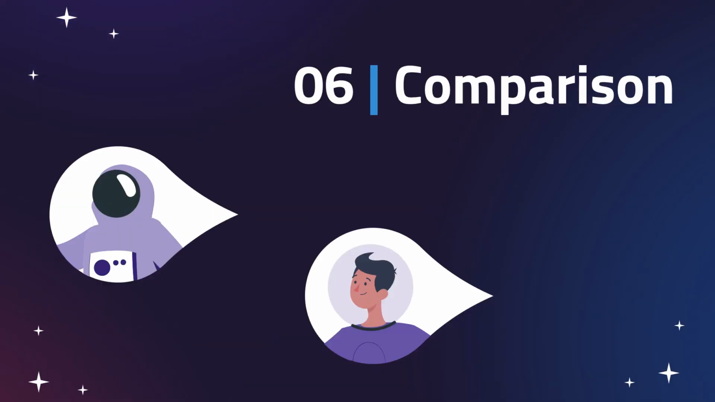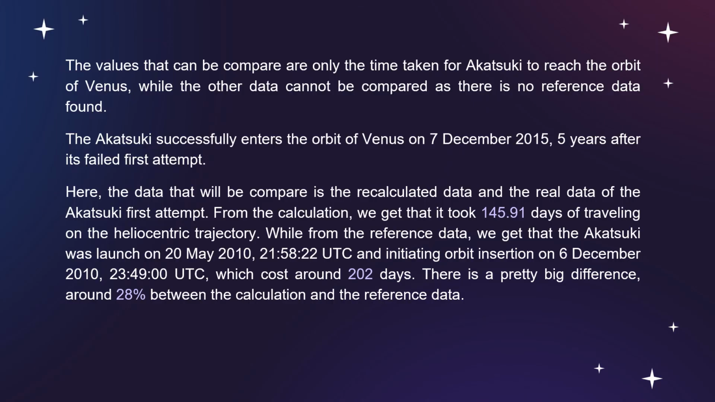Last part, the sixth part, which is the comparison between reference data and the recalculated data. The values that can be compared are only the time taken for Akatsuki to reach the orbit of Venus, while the other data cannot be compared as there is no reference data found. The Akatsuki successfully enters the orbit of Venus on 7 December 2015, 5 years after its failed first attempt.